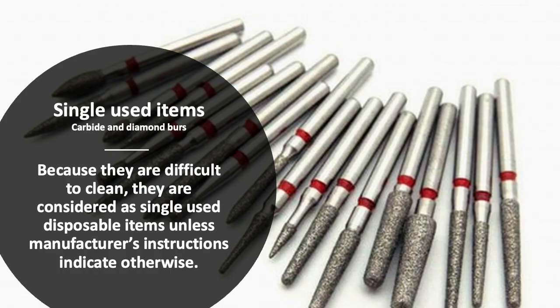What about carbide and diamond burrs? Do we consider them as a single-use items? Well, because they are difficult to clean, they are actually considered as a single-use disposable items, unless the manufacturer instructions indicate otherwise, and they give instructions on specific validated cleaning and sterilization procedure. In this case, we can reuse them after following the instructions.